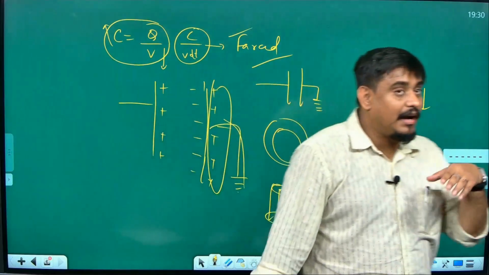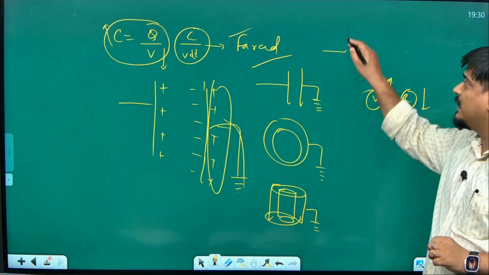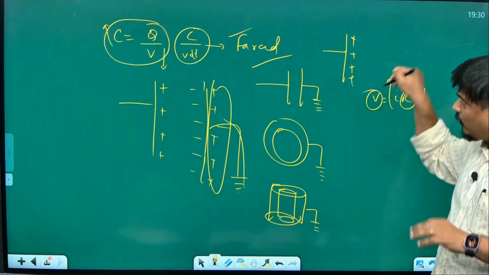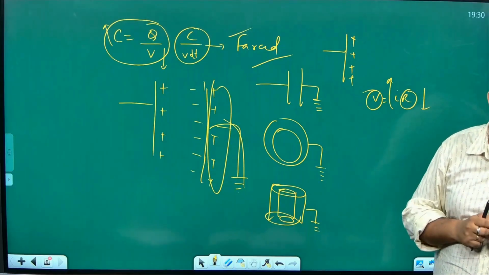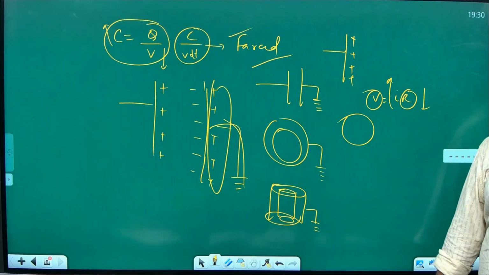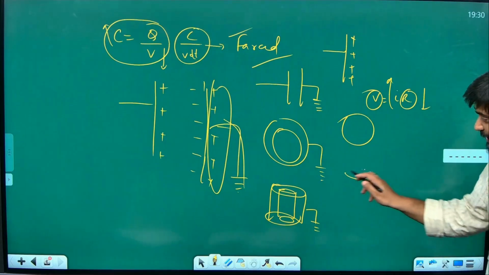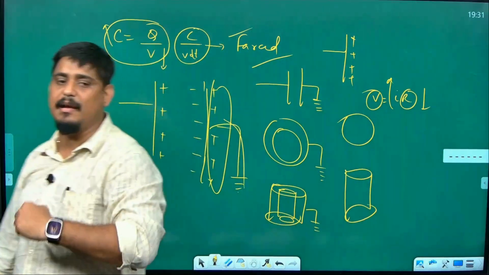I am once again repeating, I am not saying to you that a single charged plate is not a capacitor. This also is a capacitor. It will be called an isolated plate capacitor. A single sphere also is a capacitor, an isolated spherical capacitor. A single cylinder also is a capacitor, an isolated cylindrical capacitor.